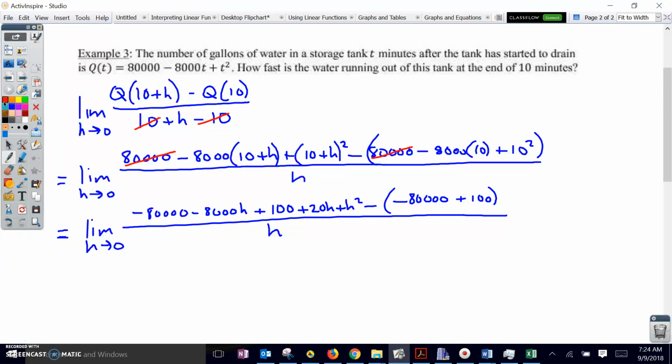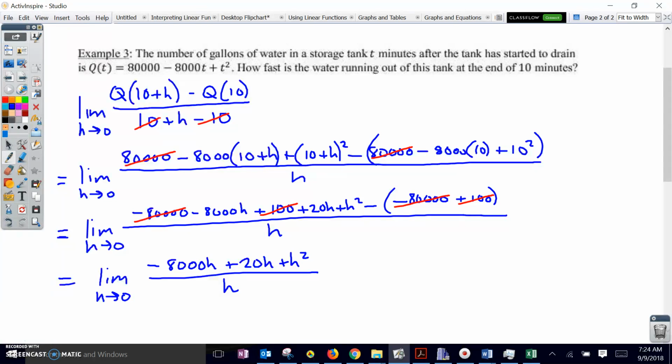And I've got a few more things that cancel here. These negative 80,000s and these hundreds cancel each other out. And so I'm left with the expression negative 8,000h plus 20h plus h squared all over h. And if I try to find this limit via substitution, I end up with 0 over 0, which is an indicator to me that I want to factor and cancel before trying to evaluate the limit.